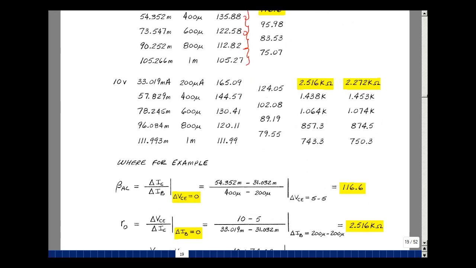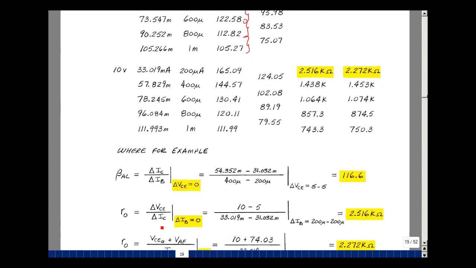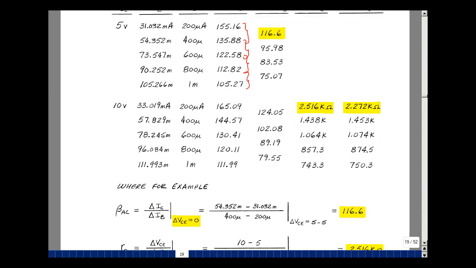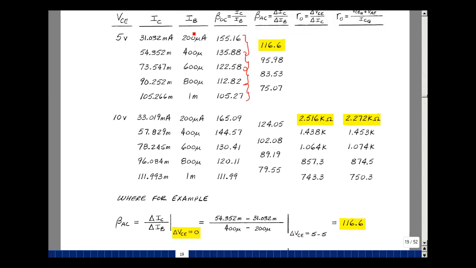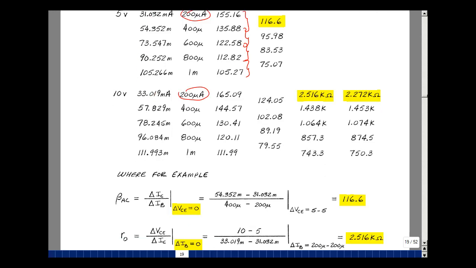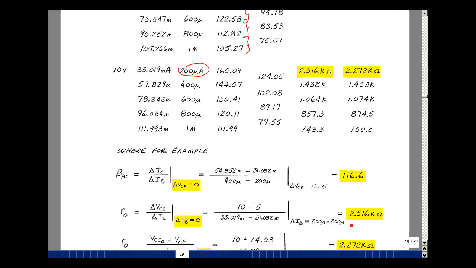The value of R out is the change in VCE for the change in IC when there's no change in I sub B. Let's go back here. So for 200 microamps and 200 microamps, I have a change in voltage of 5 volts, and I have a change in current between the difference of these two. That calculation is shown here, and I get 2.516K, so that's the result right here.